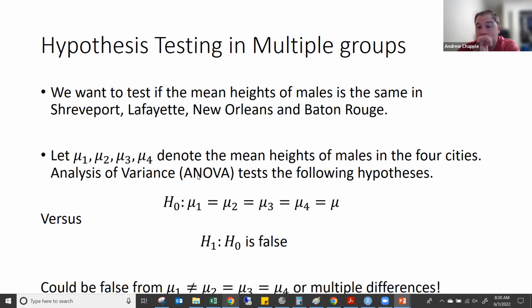Analysis of variance, or ANOVA, you probably heard it called, tests this hypothesis, which is that all of the means are equal and they're equal to some grand mean, versus the alternative that H naught is false. By H naught being false, it could be, right, that just the first group, the Shreveport heights, are different, could be just the New Orleans heights or the Baton Rouge heights or the Lafayette heights. So it can be false in a lot of different ways, right? It could just be one thing. It could be all of them being different. But the null here is that there's no difference in means across the groups. So no difference in heights of Louisiana males across cities.